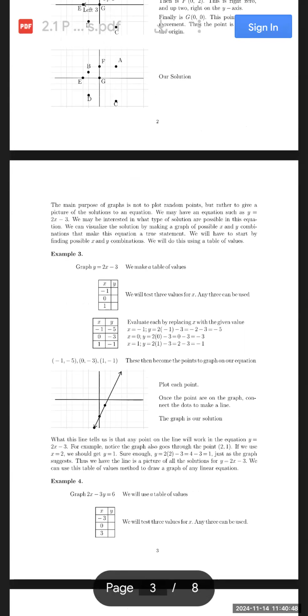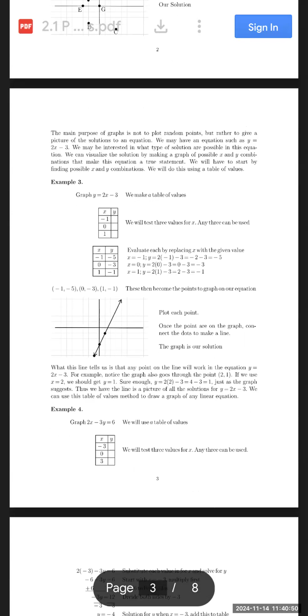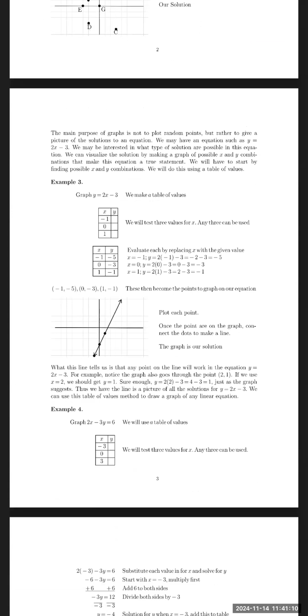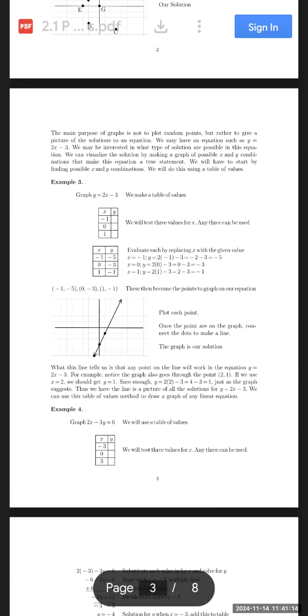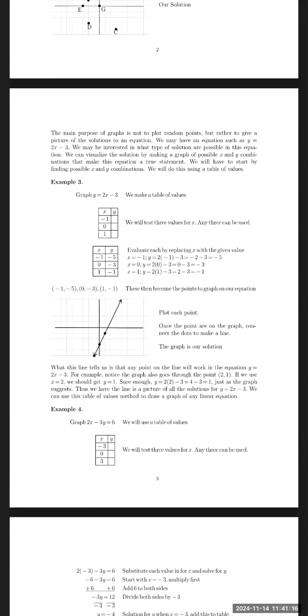Example 3. In example 3, instead of writing those points with parentheses like 1, 4, you now put them into a table. So it's the same idea, but we use a table. So example 3 says graph y is equal to 2x minus 3. What they're saying in this graph is every time you see x, plug in -1. Every time you see 0, plug in that 0. Every time you see 1, plug it in there.